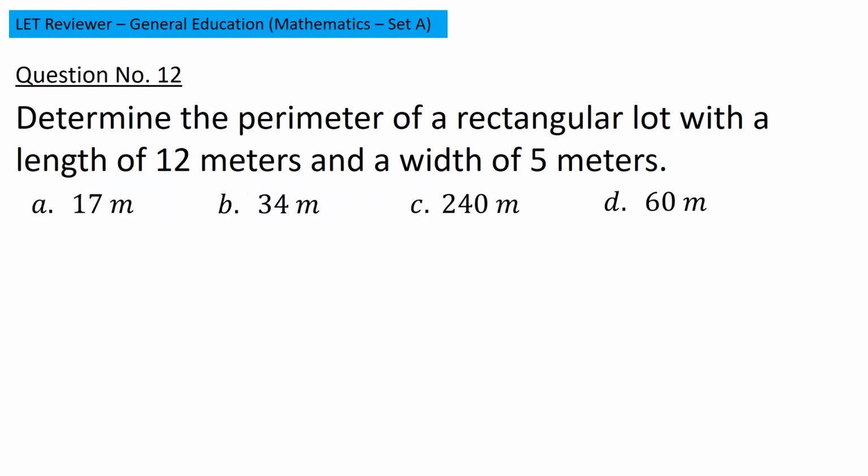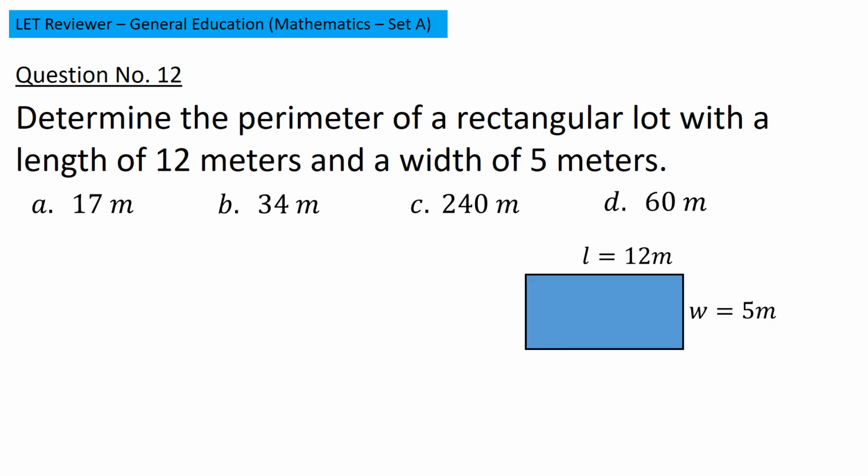For question number 12, we have the same given, but this time we're going to determine the perimeter of the rectangular lot. Is it A, 17 meters, B, 34 meters, C, 240 meters, or D, 60 meters? And again, this is our rectangle na may length na 12 meters at yung width niya is 5 meters. Now, kapag perimeter naman ang hinahanap, ang gagawin lang natin, ipag-add natin yung length plus width and again, the other length and the other width o yung apat na sides ng ating rectangle.